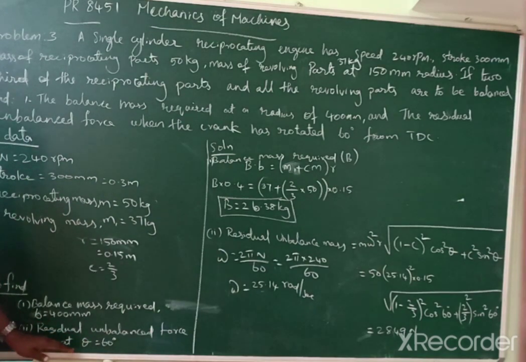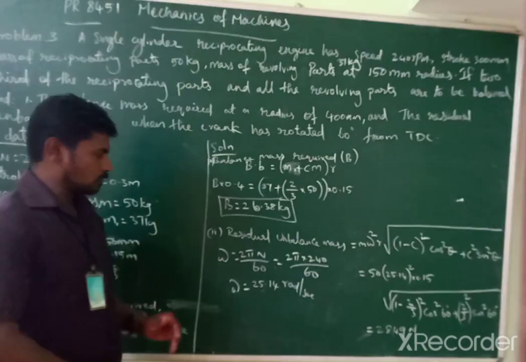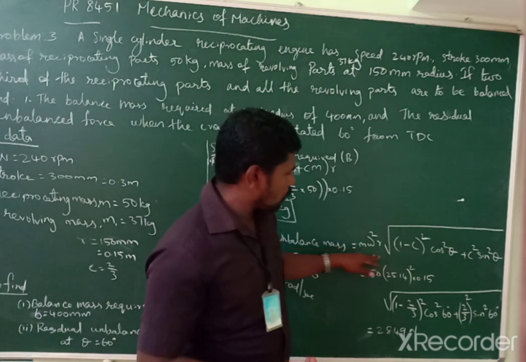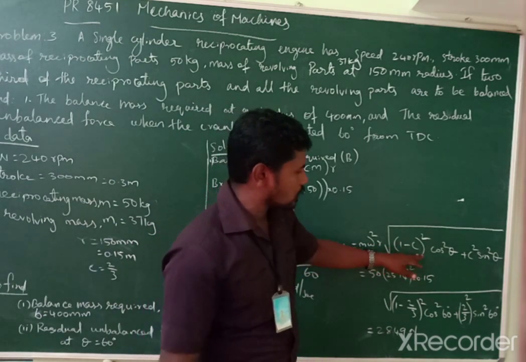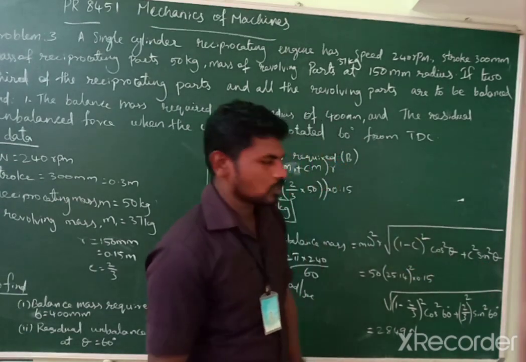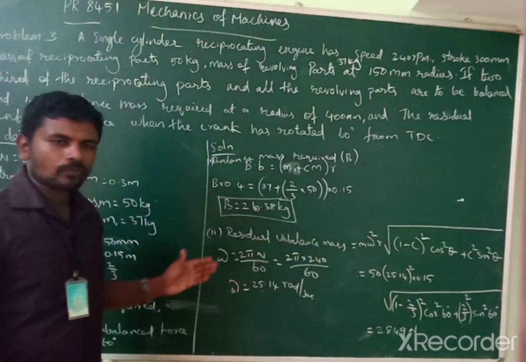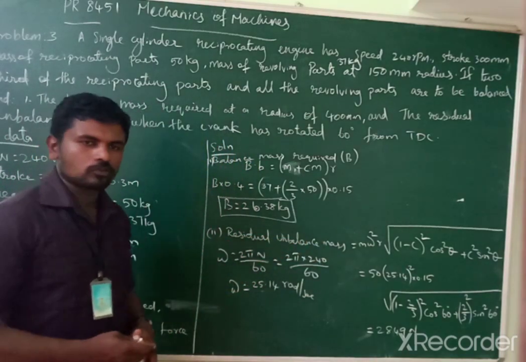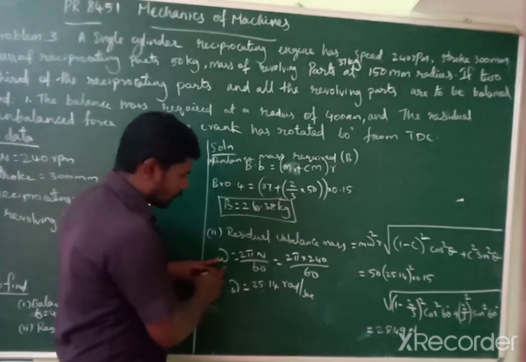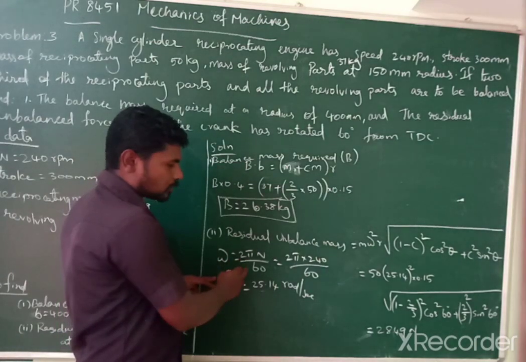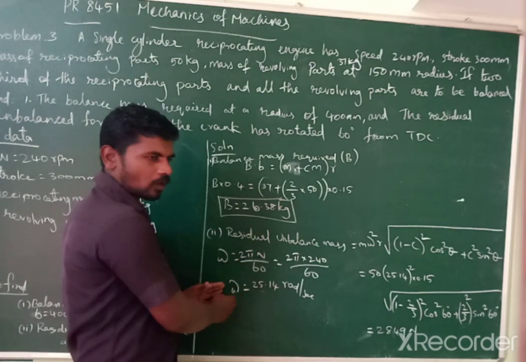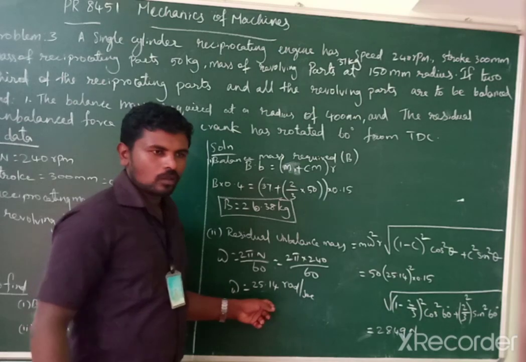After finding the balance mass required, we need to find the residual unbalanced force when the crank has rotated 60 degrees from the TDC, right? The formula for finding the unbalanced force will be m omega square, square root of (1 minus c) whole square, cos square theta plus c square into sin square theta. This is the formula for finding the residual unbalanced force, right? Here we need to find the value of omega first. For that I am going to write the formula omega equal to 2 pi N by 60. Here we know the speed, so we can substitute those values and find omega first. The value will be 25.14 radian per second.